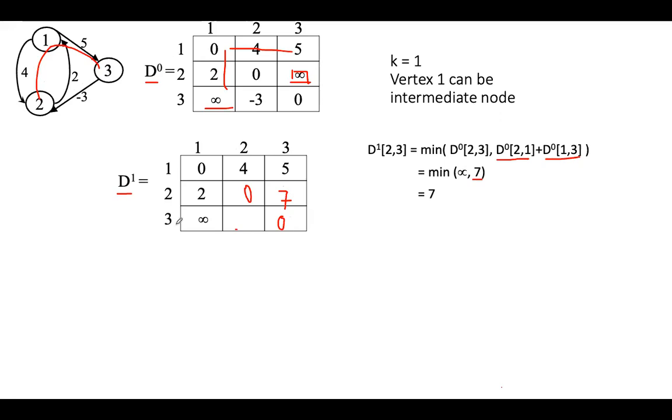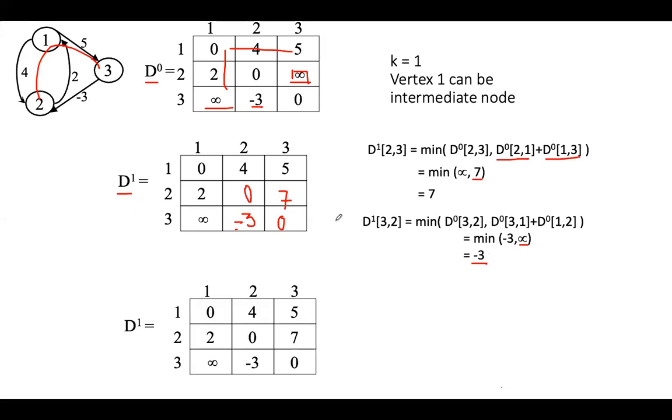Next, we need to find out D of 3 to 2. D1 of 3 to 2 is equal to the minimum of D naught of 3 to 2, that is minus 3, comma, the distance of 3 to 1 plus 1 to 2. The distance of 3 to 1 is infinite. 1 to 2 is 4. So this will become infinite. Among minus 3 and infinite, the minimum is minus 3. So this value is minus 3. Okay. So this is minus 3.